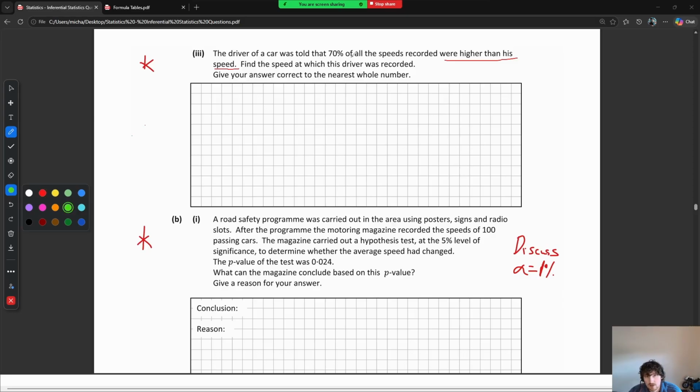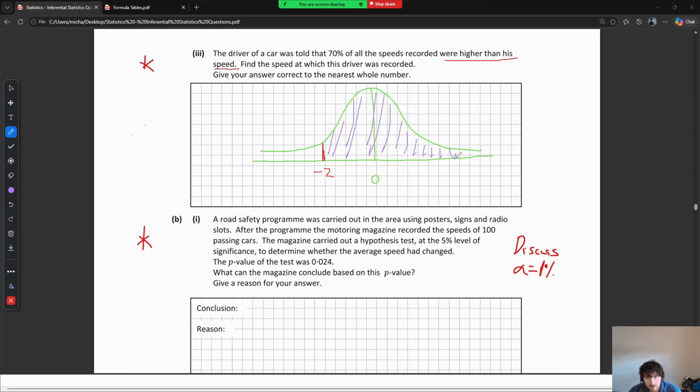Right. So what we've got to understand is this guy's driving pretty slow, and 70% of all the people are faster than him. So you've got to convert this statement. They've given you an area there, believe it or not. They're telling you that this guy, if he's a z-score, he'll be some negative z-score, right? And then all the people that are above, there's actually 70% of people above him. So that area there is 70%, or 0.7. So hopefully that makes sense to people. That's how we convert this information here.